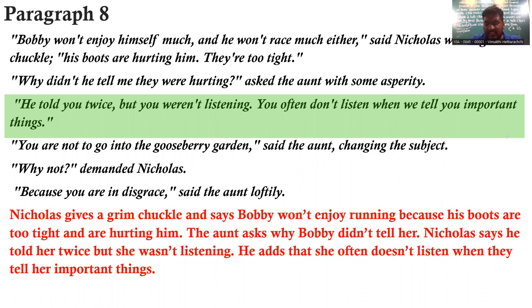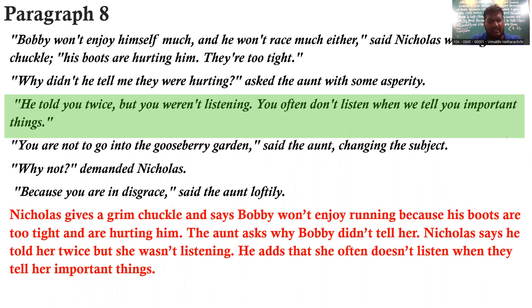What is the topic actually given by her? She said that "you are not to go into the gooseberry garden." So this is actually something irrelevant. You should not talk about the gooseberry garden here. You should talk about the problem of the boy Bobby. But instead of paying that attention, she gave a different answer. The response given by her is that you are not to go into the gooseberry garden. Nicholas didn't even ask about the gooseberry garden, but the aunt said that you are not to go into the gooseberry garden, said the aunt, changing the subject.